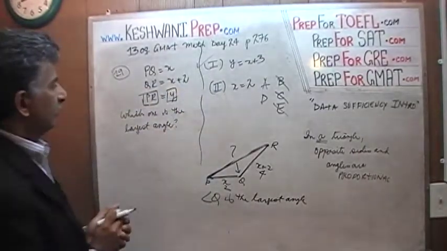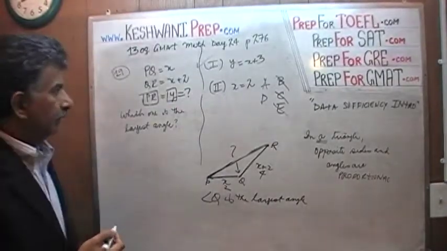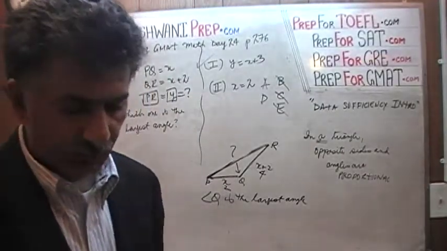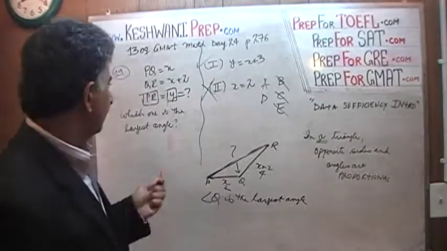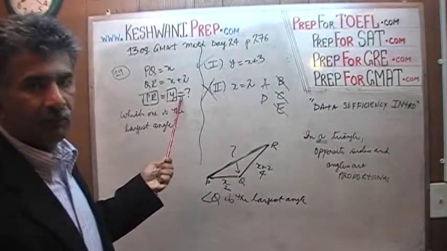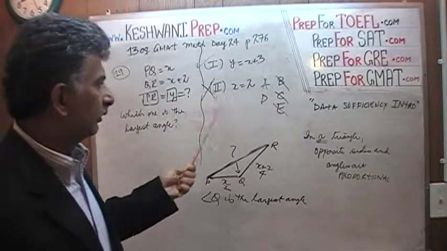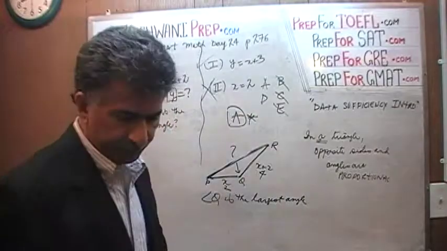In the second statement, we know that P to R is y, and we know nothing about y. Just by using this information, we cannot figure out what the value of y is, and therefore the second statement is no good. Because until we know how long y is, we cannot figure out which one is the largest side. Second statement by itself is no good. The answer is A. That's it. We're done.